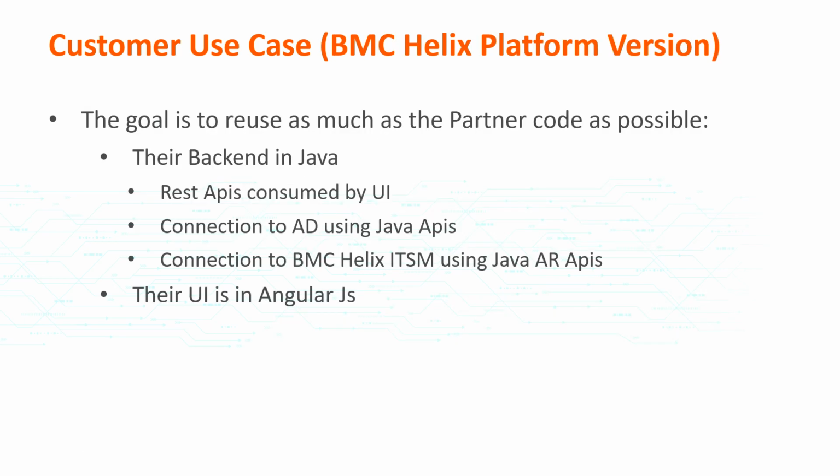So now we had a little challenge. The challenge was to not use the partner code, but actually to try to do this use case using the BMC Helix platform. The source code of the partner was in Java and AngularJS for JavaScript. So the goal was to use as much of that code as possible, basically to use BMC Helix platform to show that we could do the same thing very easily, converting the application if possible.